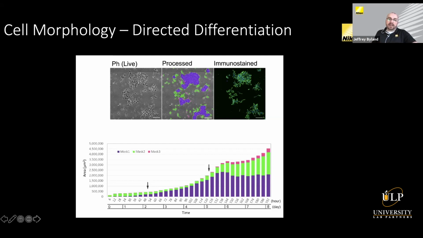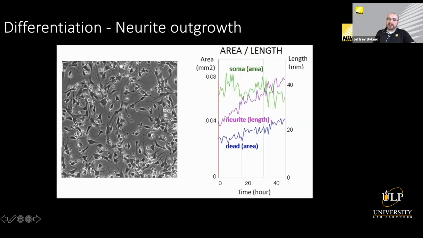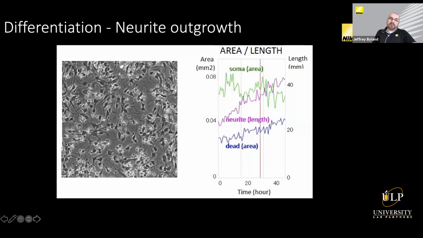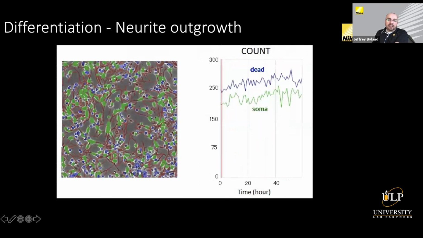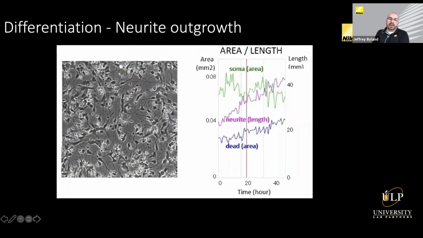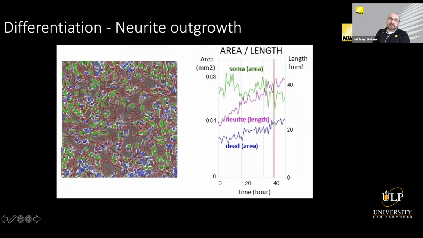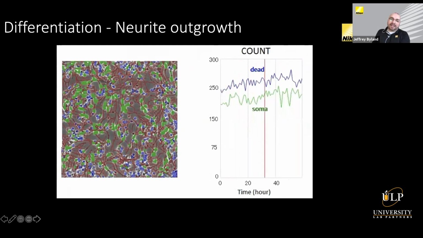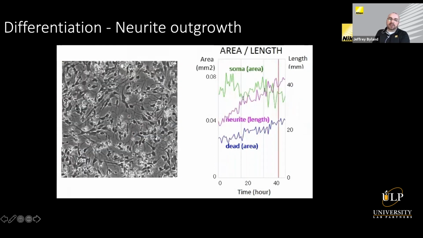If we move to the next slide, we can see an example of this looking at another process called epithelial to mesenchymal transition. If you advance, we can track this important transition as well. Then if we move on to something more mature, like a mature neuron, we can monitor the health of mature neurons by looking at important parameters: the area of the soma, the neurite length, the number of dead cells, and the number of interactions between cells. And we can look at this over time.